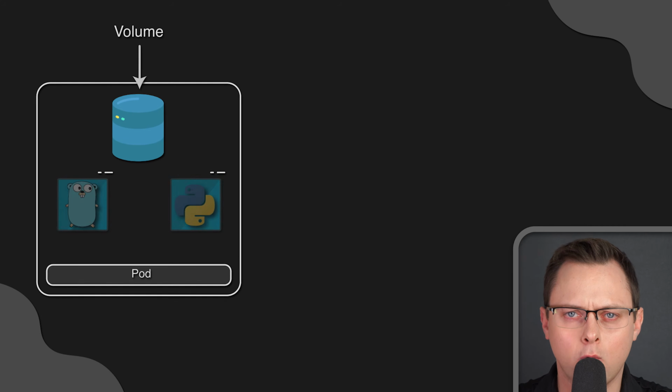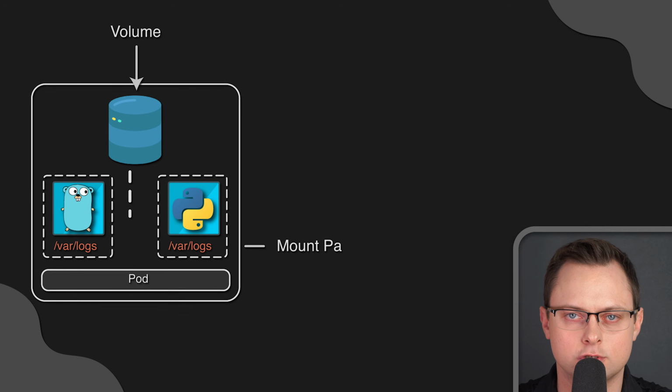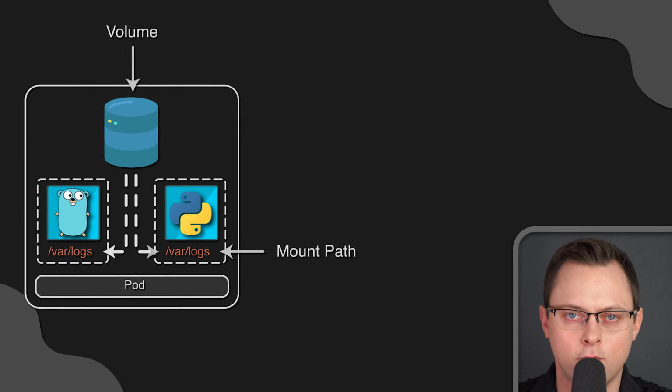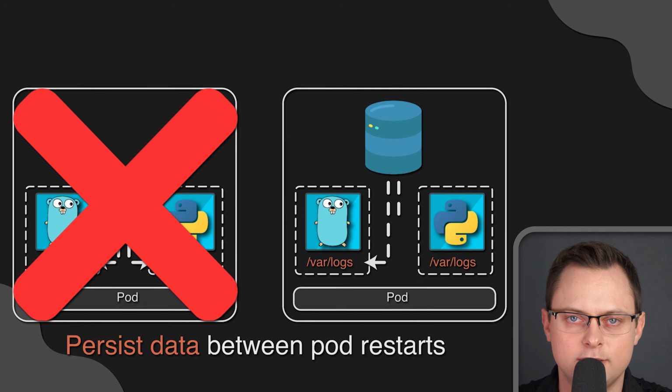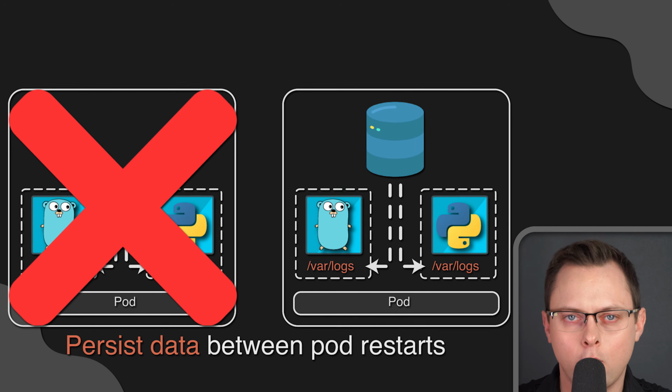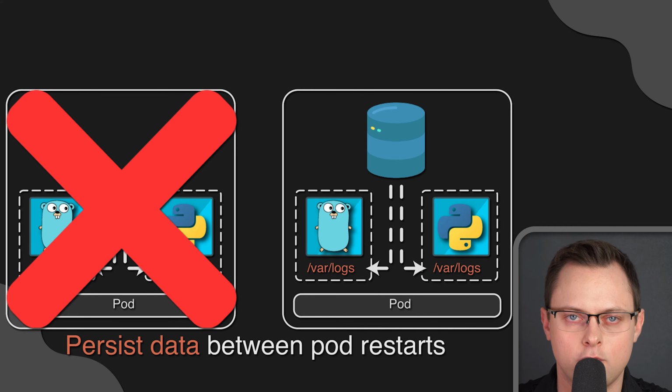Also, a pod can have a shared volume, and all containers can use it to share data with each other. A volume allows data to persist between pod restarts in case your application crashes or you deploy a new version of your app.